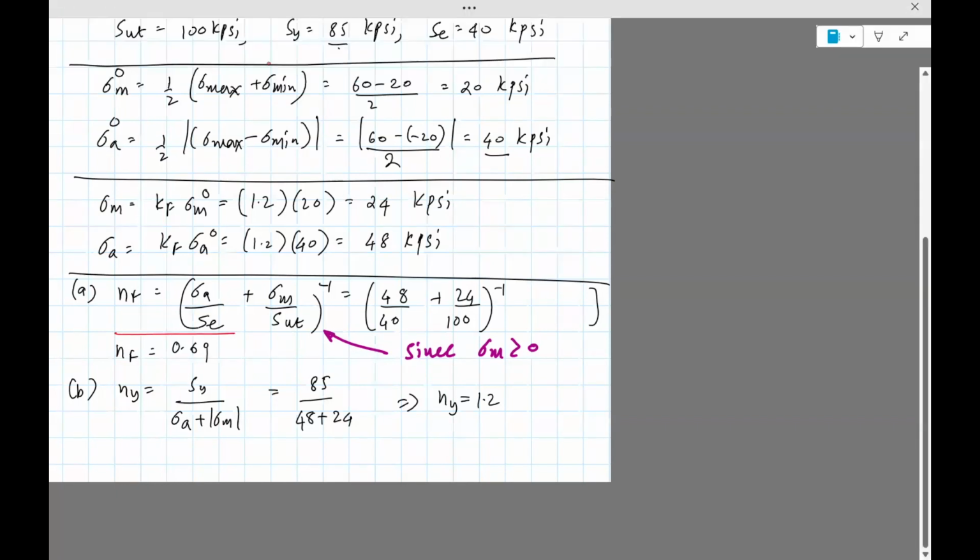So here is the answer for part A. Here's the answer for part B. And then the last part is to compute which region it lies in.